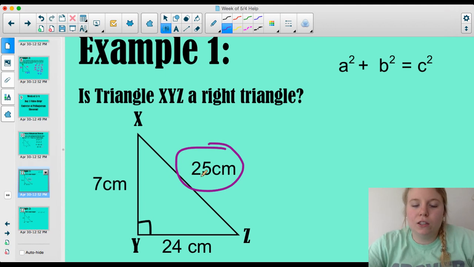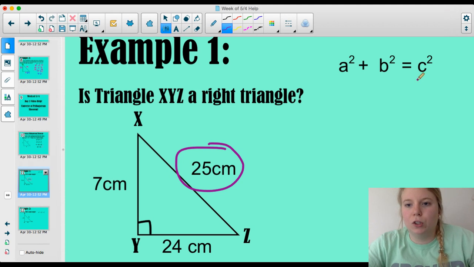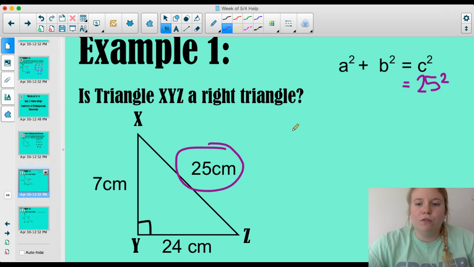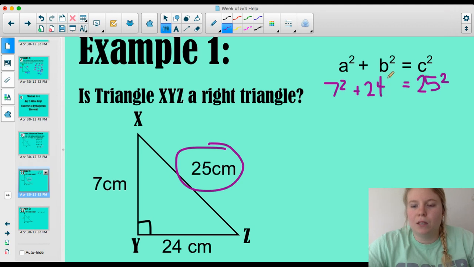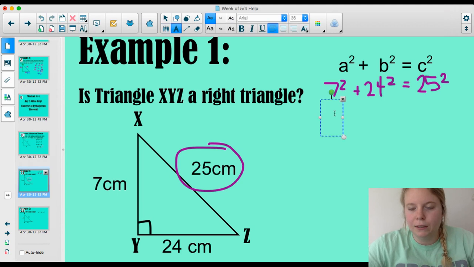Why? 1, it's across from the right angle. 2, it is the longest side. I told you you needed to remember that, it was going to be stuck in your head. 25 is the longest side, so it is my hypotenuse. I'm filling that in for c. 7 and 24, you can interchange those, so I'm going to do 7 squared plus 24 squared. Because I hate drawing 2's, I'm now going to type after this.